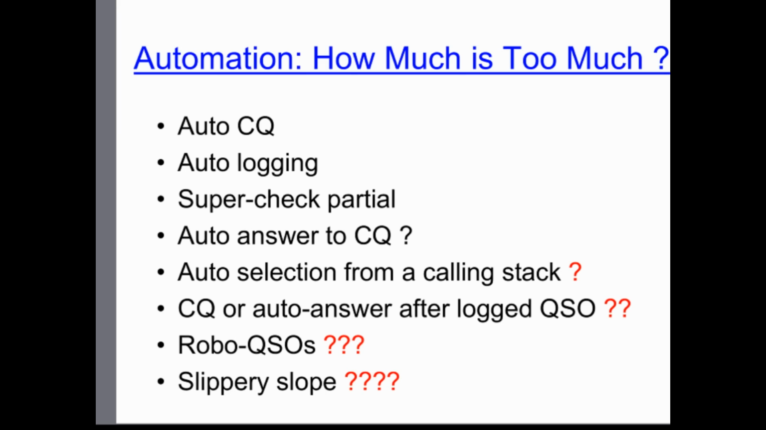That ought to be up for discussion. What about calling another CQ after logging a QSO? I said we don't do that, but you could argue that maybe you should allow it. If you do, then you're basically going to have robotic QSOs of some sort, and maybe we want to draw the line there. Anyway, we're operating here in a regime which is obviously going to ask a lot of questions of this kind. And are we on a slippery slope that's going to get us somewhere undesirable?